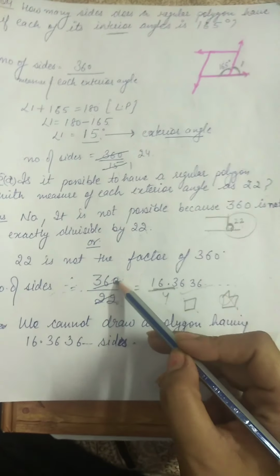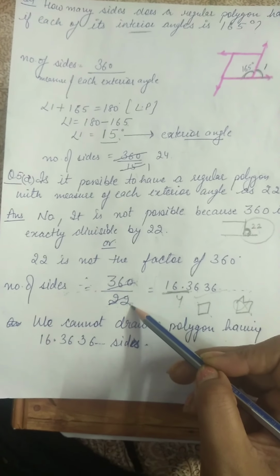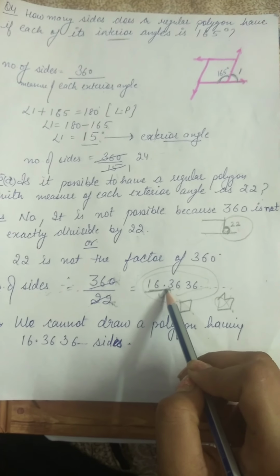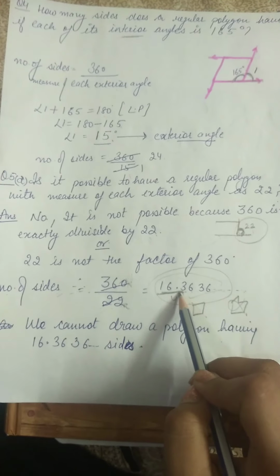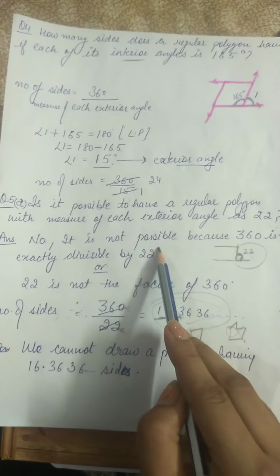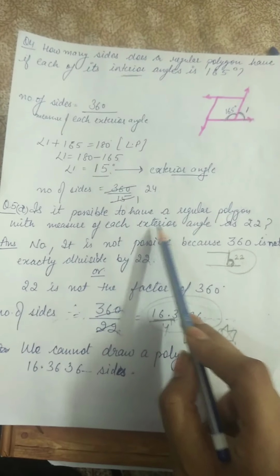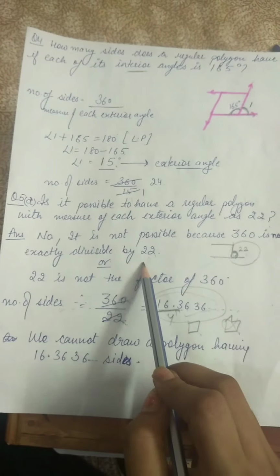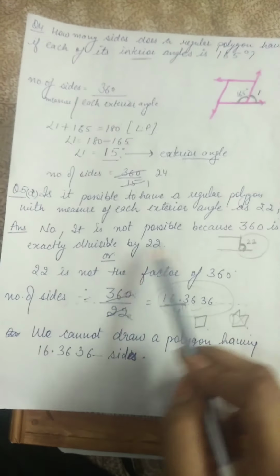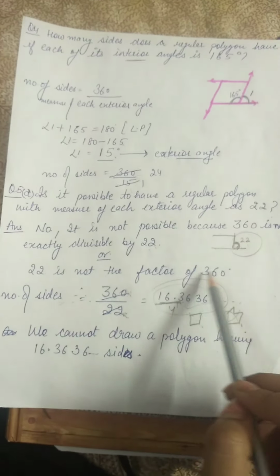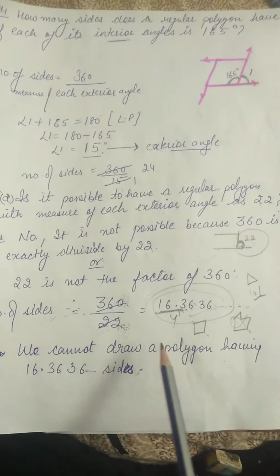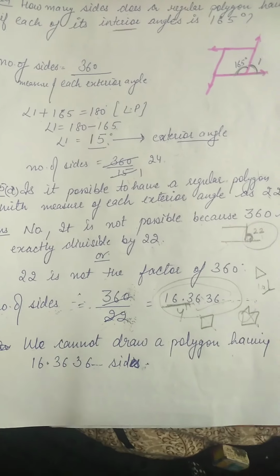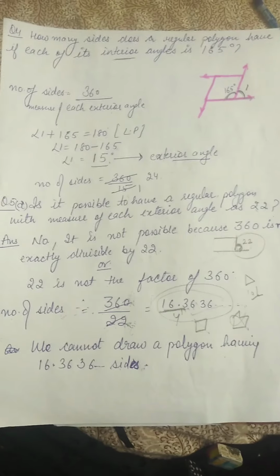But here 360 is not properly divisible by 22. You will get a decimal term. It means that it is not possible to have an exterior angle of 22 degrees, because 360 is not exactly divisible by 22, or you can say that 22 is not a factor of 360. Therefore, we cannot draw a polygon having 16.3636 sides.